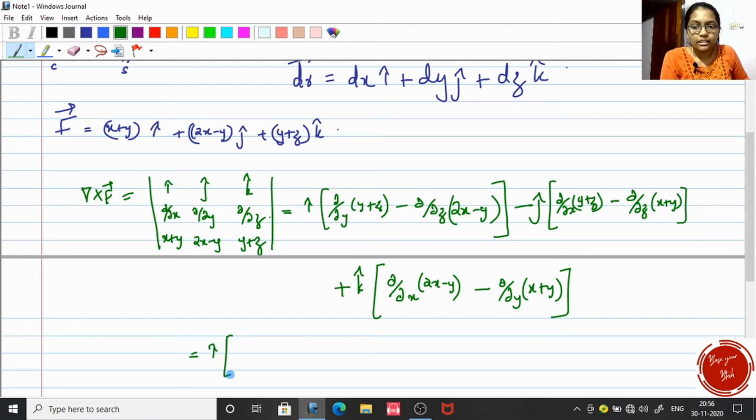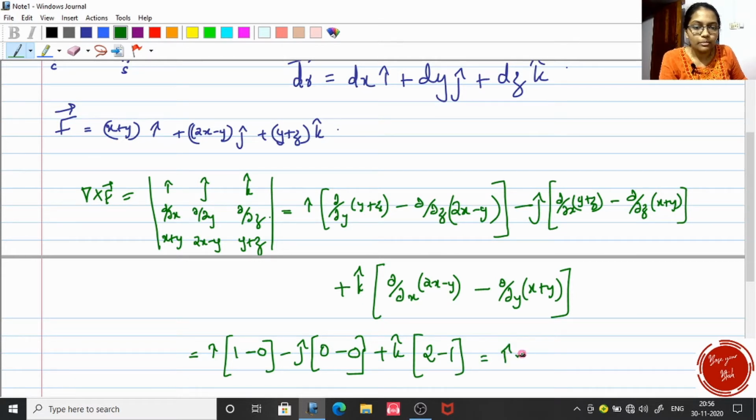which is then i cap into (1 minus 0) minus j into (0 minus 0) plus k cap into (2 minus 1), isn't it? So it is i plus k. i plus k is your curl f. Okay.